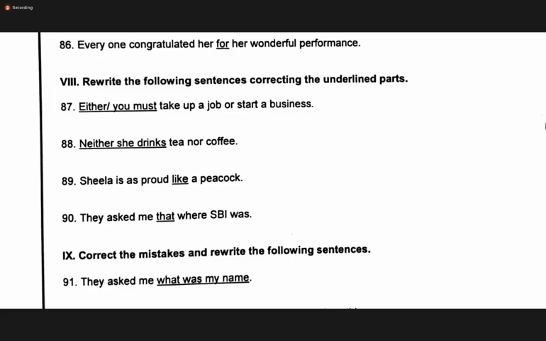Next, exercise 8. 87. Either you must take up a job or start a business. The order is wrong, so put them in the correct order. You must either take up a job or start a business. Yes, correct. That is the correct order. Next, 88. Neither she drinks tea nor coffee. Here also the order is wrong. She drinks neither tea nor coffee.